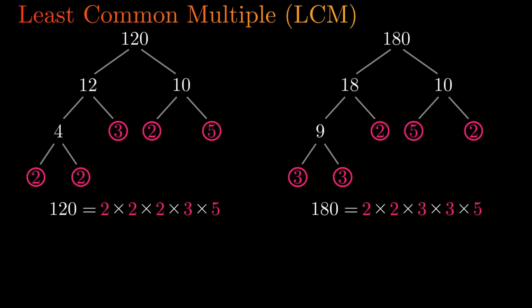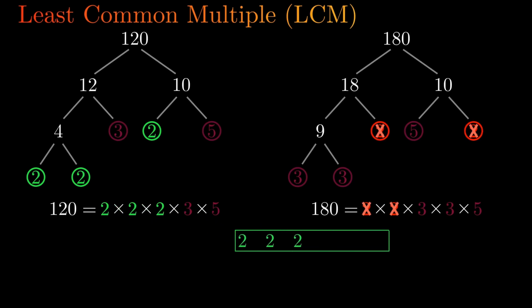First, let's look at the 2's. 120 has 3 2's. 180 has only 2 2's. Who has the most? 120 does. So the winner is the group of 3 2's. Next, look at the 3's. 120 has 1 3. 180 has 2 3's. Who has the most? 180 does. So we take the pair of 3's.